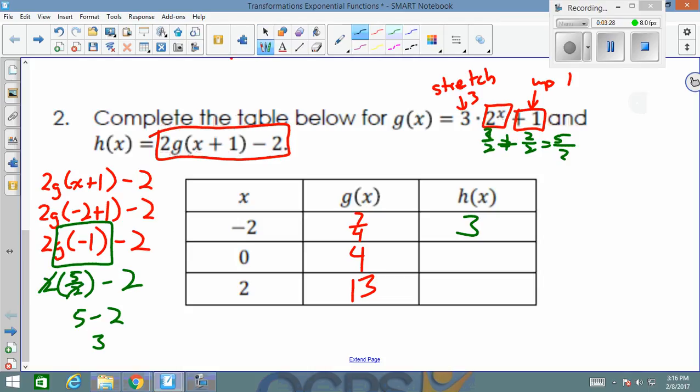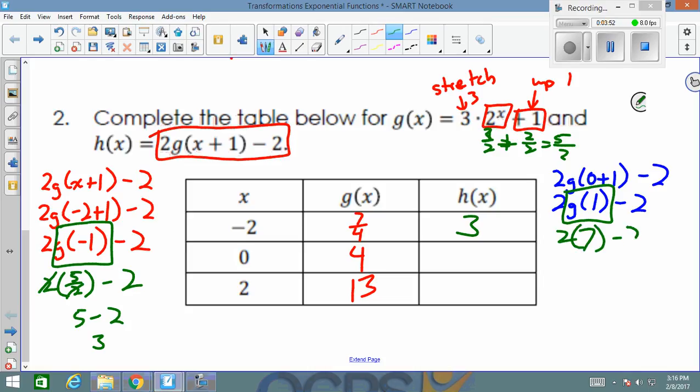Then I have to do it again for the next one. This time it's 2g of 0, because our next x is 0 plus 1. So it's 2g at 1. We need to find what is g at 1. Well, if I put 1 in, 2 to the first is 2. 2 times 3 is 6. 6 plus 1 is 7. Now the rest of it: 2 times 7 is 14. 14 minus 2 is 12.